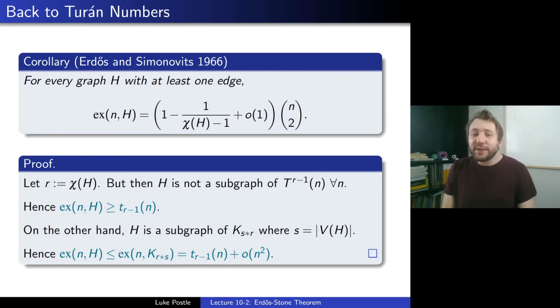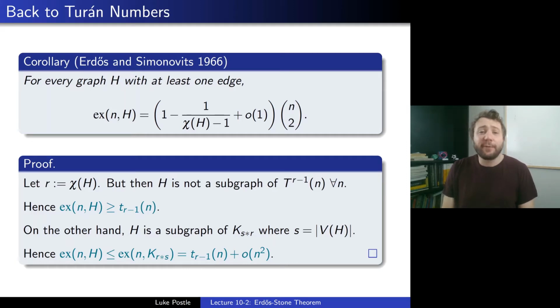So if chi of H is 2, then that 1 over chi of H minus 1 becomes a 1, the 1's cancel, and you just get little o of 1. So for bipartite graphs, it's known that they're little o of n squared. So basically every dense enough graph contains any bipartite graph. So that's nice, but it doesn't actually tell you what exactly the number is. It just tells you it's little o of n squared. So there's much research, and it's still open what the exact Turan numbers of bipartite graphs are. But we won't get into that.